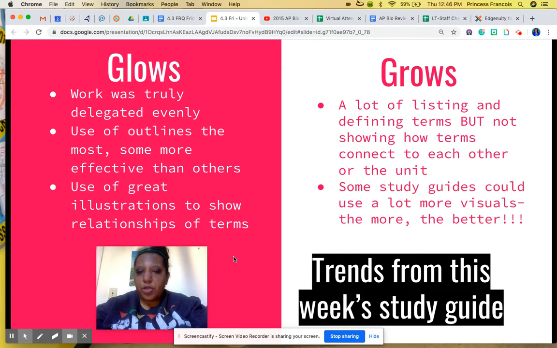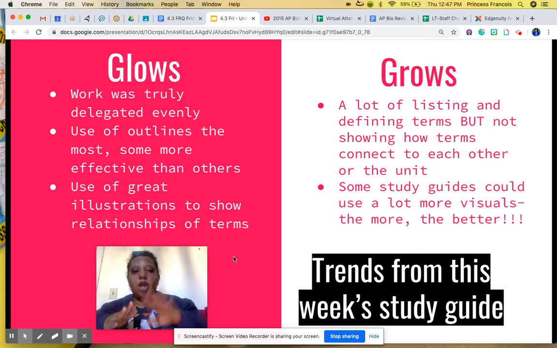Now, in terms of growth areas, one thing I'm noticing is that there's still a lot of just listing out the terms and defining the terms. There was an effort to explain how the term connects or what it means, but visually on a page, it literally just looks like a list or a chart. That's not what this study guide is meant to do. You need to actually visually show how terms are related to each other, and I will show some examples.